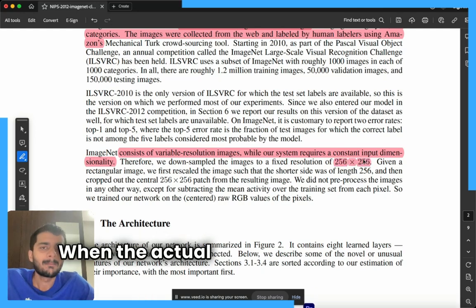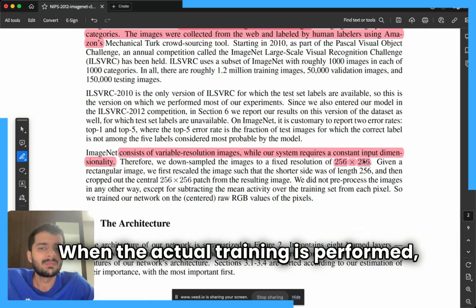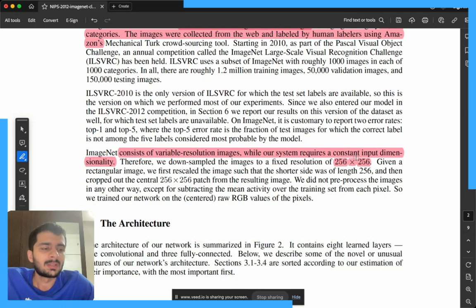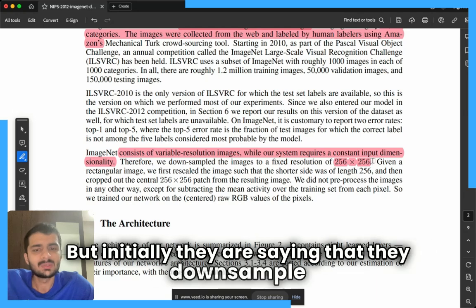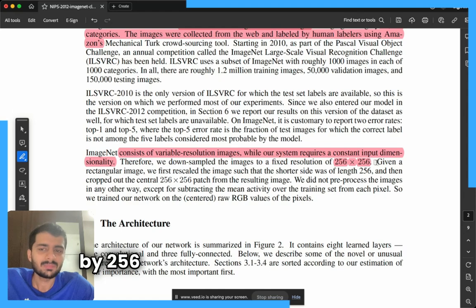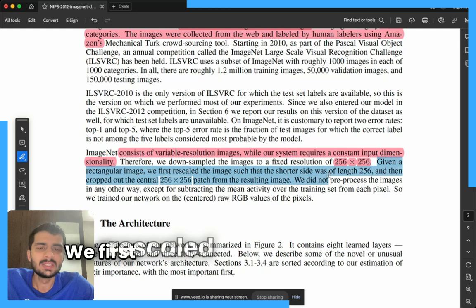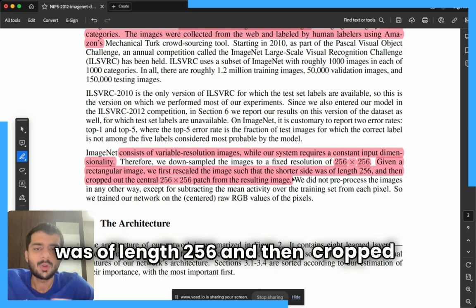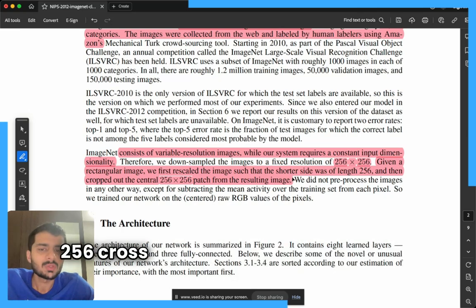When the actual training is performed, we'll see that this size is downsized even further to reduce the problem of overfitting. So we are going to look at that, but initially they are saying that they downsample the image to a fixed resolution of 256 by 256. Given a rectangular image, we first rescaled the image such that the shorter side was of length 256 and then cropped out the central 256 cross 256 patch from the resulting image. Okay.